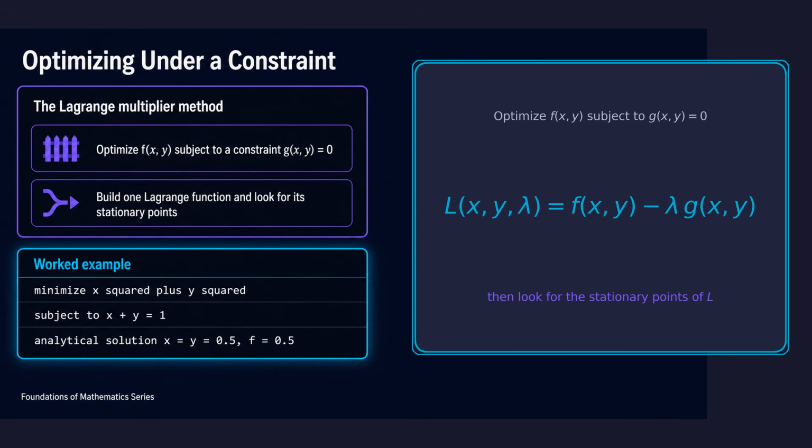Take the standard illustration. Minimize x squared plus y squared subject to x plus y equal to 1. Geometrically, you are looking for the point on a straight line that is closest to the origin, and by symmetry, that is the midpoint. The analytical solution is x equals y equals 0.5, giving a minimum value of 0.5, and a numerical optimizer reproduces it.